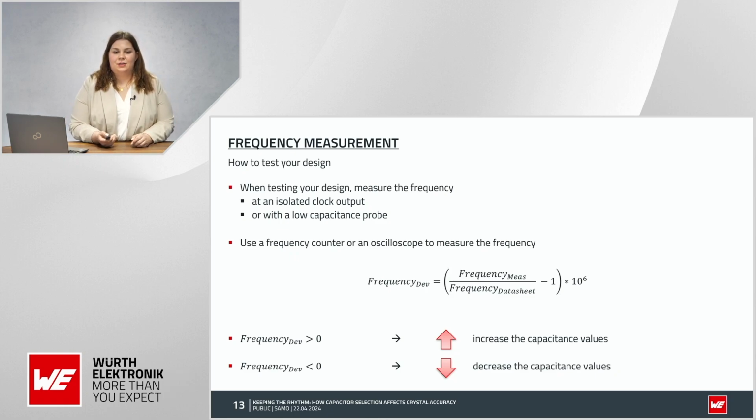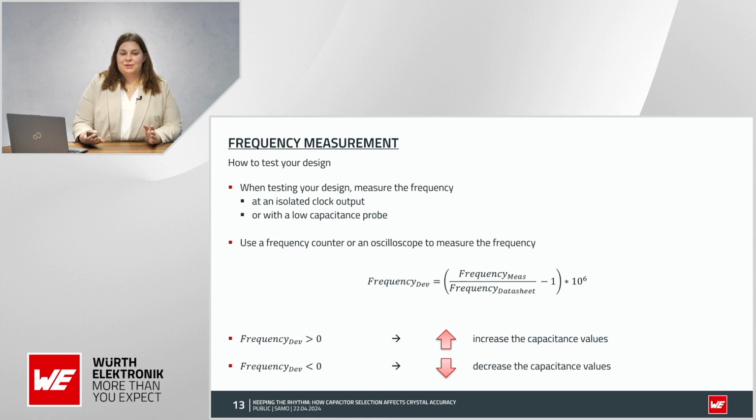So how can you know if the frequency is good or bad, or how you need to adjust your circuit? We have a frequency deviation that we can calculate with this formula. You measure the frequency in your circuit, like we said before. Then you divide it by the frequency you have in the datasheet, for example 24 megahertz for those 3 parts we looked at before. You subtract 1 from it, and then multiply by 10^6, to get the frequency deviation in ppm. And this frequency deviation will tell you what to do with your circuit.